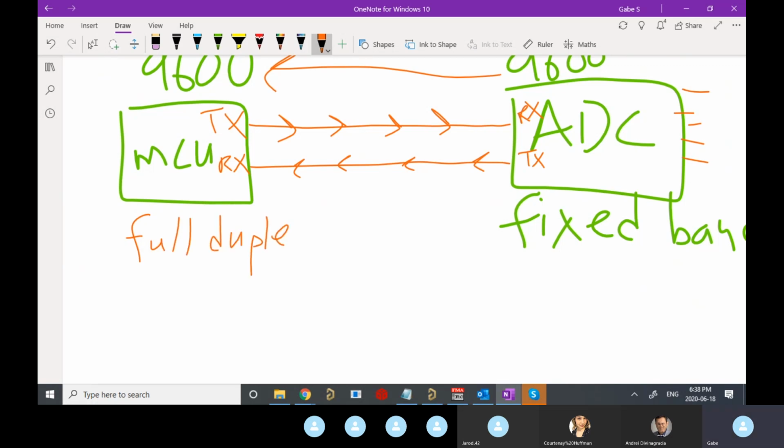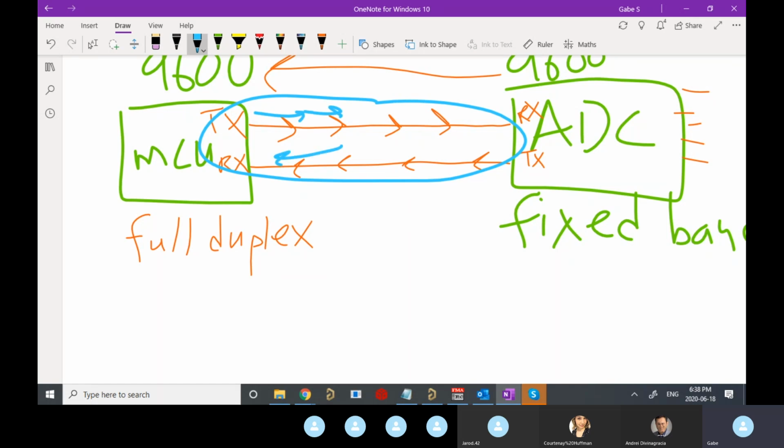Full duplex. All that means is that we can send and receive at the same time, right? While I'm sending stuff, I can be receiving stuff on the second pin, and it's not a problem. That makes it relatively quick.